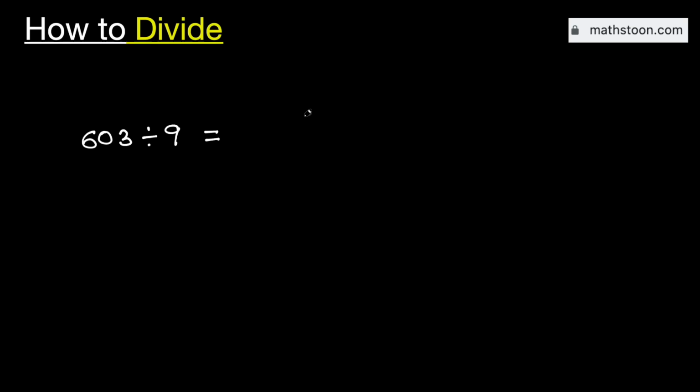In this video, let us learn how to divide the number 603 by 9 using the long division method. As 6 is less than 9, we will consider the number 60. We know that 9 times 6 is equal to 54. If we subtract, we get 6.